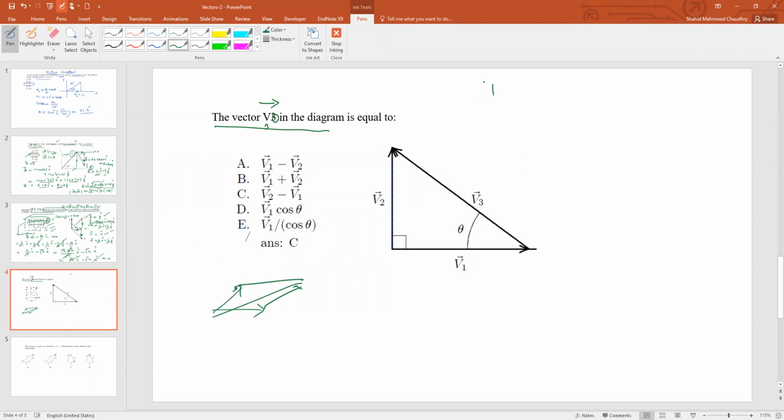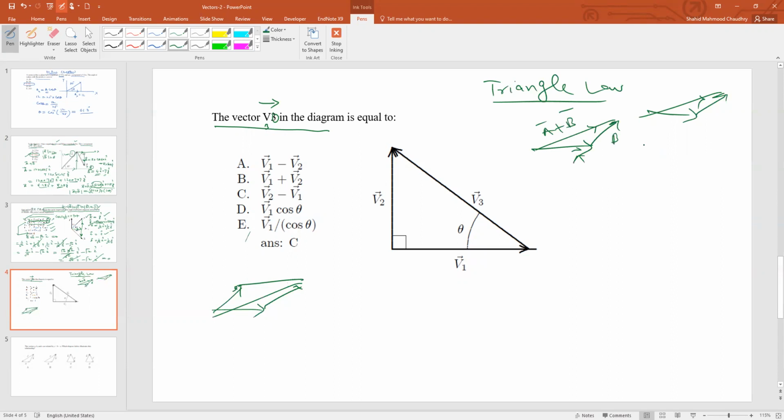And one was the triangle law. Triangle law means what? We have to complete a triangle. So we do it like this and we solve like this. Okay. So our one vector is here, the other vector is here, and if this is A and this is B, then this line will be A plus B.